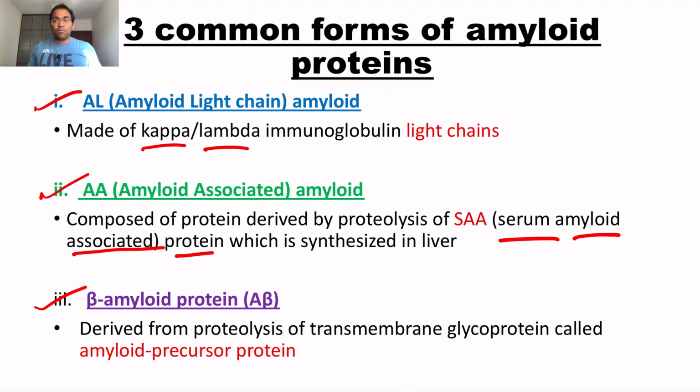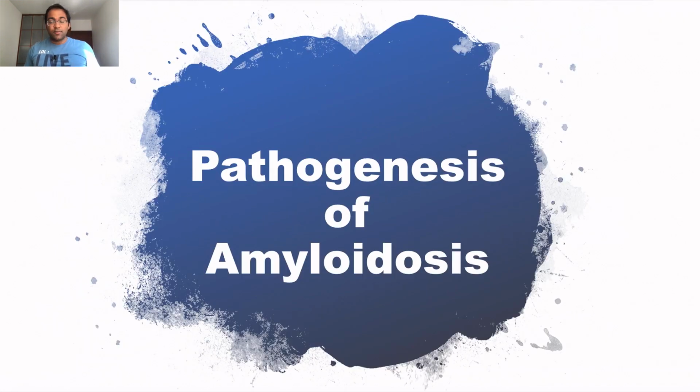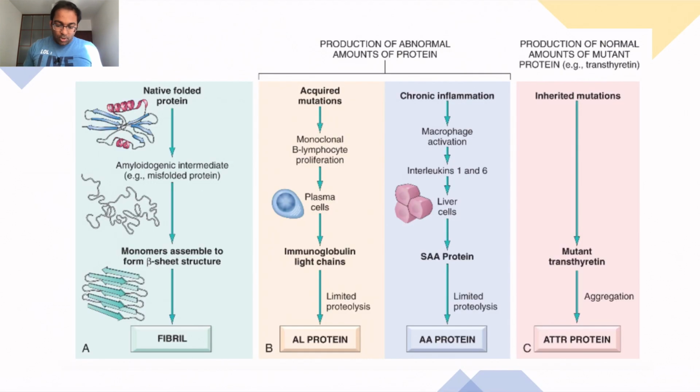Now this is from proteolysis of a transmembrane protein, which is called amyloid precursor protein. So I hope you understood the three forms. Now what is the pathogenesis of amyloidosis? This is a cartoon that explains everything in a nutshell, so let's go through it and understand.